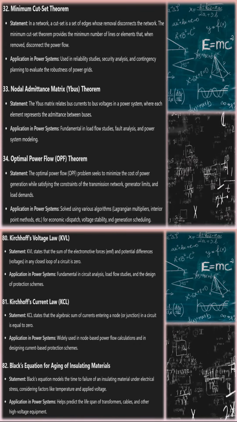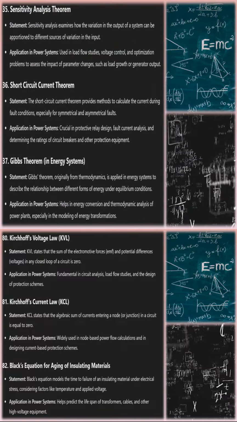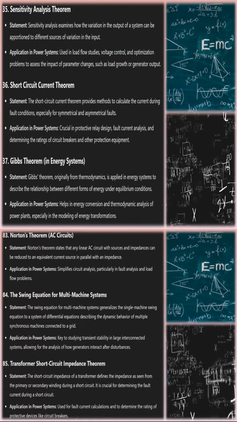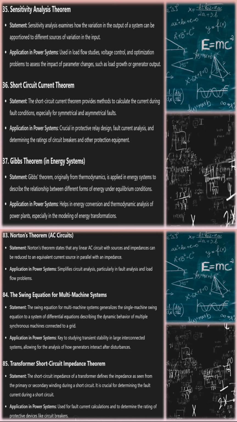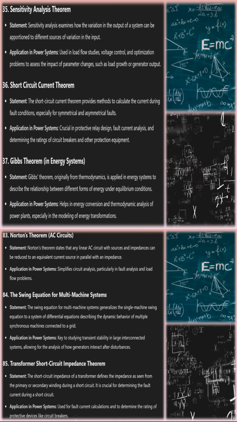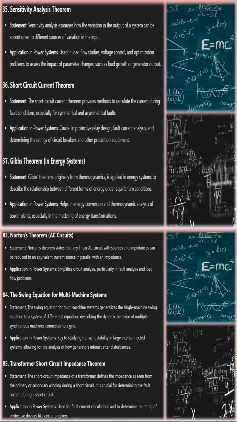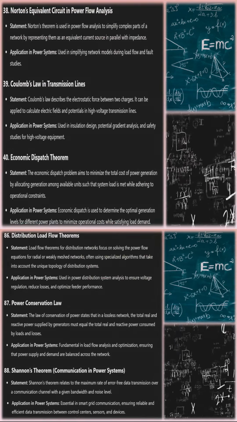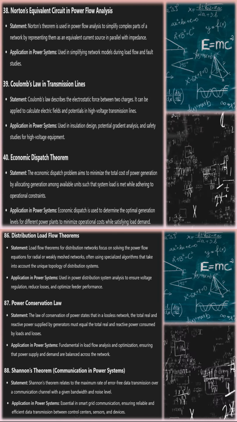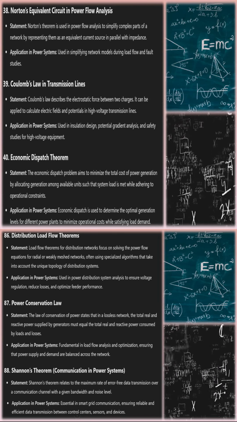Millman's theorem: in a network of parallel branches, each branch with its voltage source and impedance, the voltage across the parallel combination can be found by a weighted sum of the voltages divided by the sum of the conductances. Application in power systems: often used for simplifying the analysis of parallel circuits in power distribution.